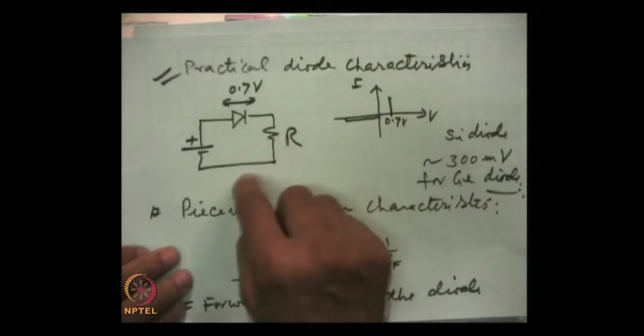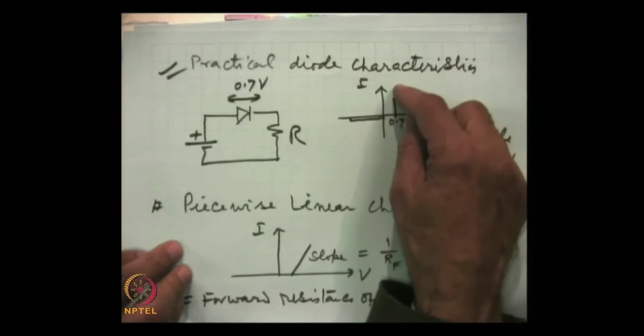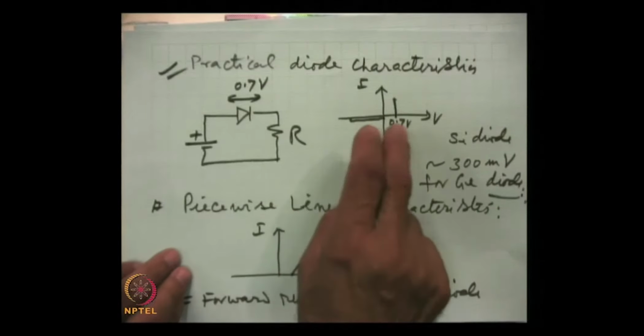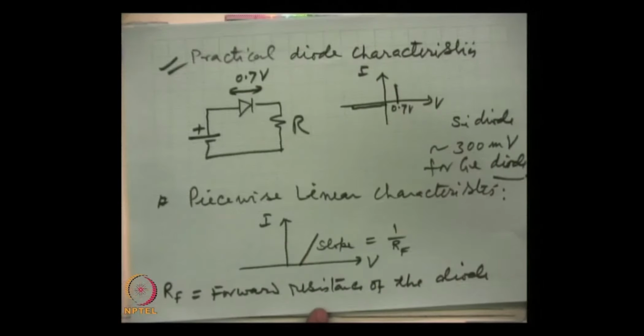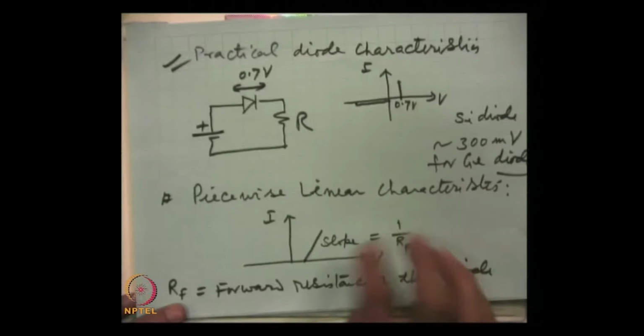And in the practical diode characteristics, in forward bias, we take this exponential rise as a straight line and the voltage drop for silicon diode as 700 millivolts or 0.7 volts, and for germanium around 300 millivolts. There is a third characteristic which is called piecewise linear characteristics. For precisely analyzing any circuit, we have to adopt this third type of characteristics, and here the slope will vary from diode to diode. So, this resistance we can find out from the slope.